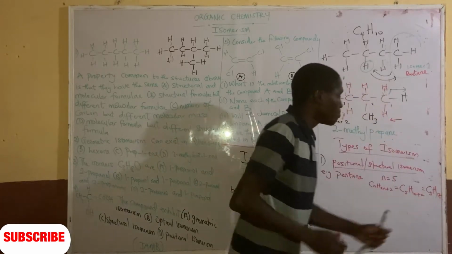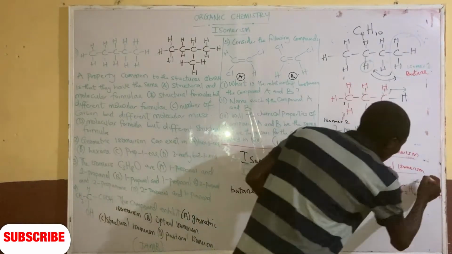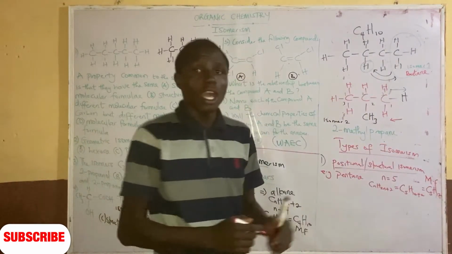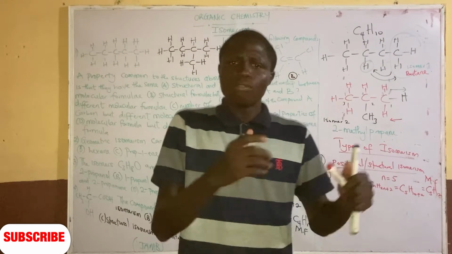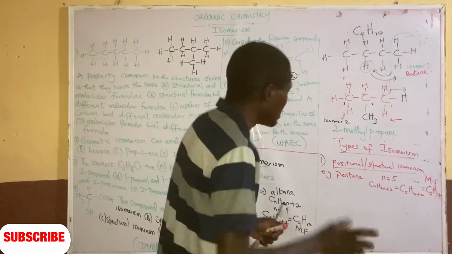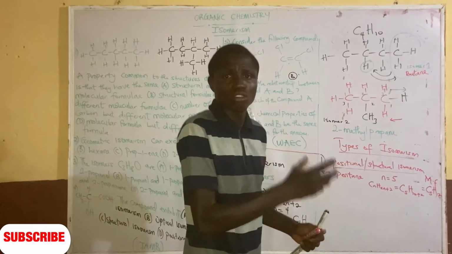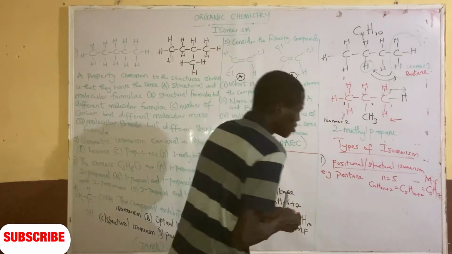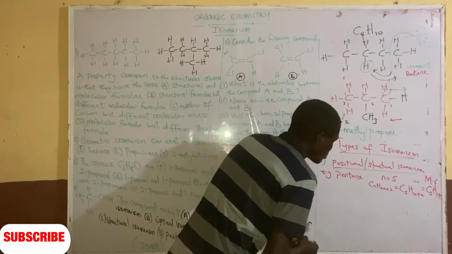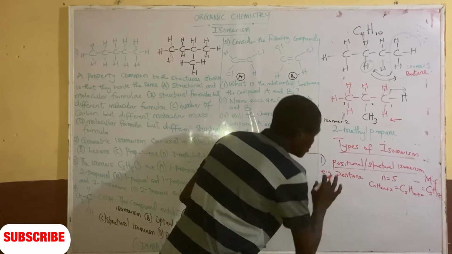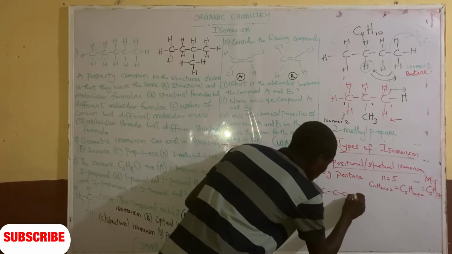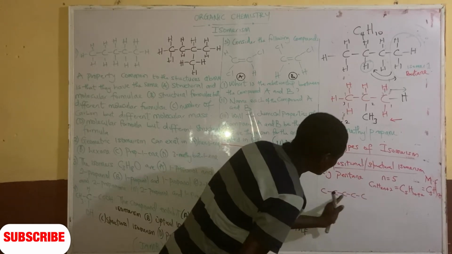So the molecular formula of pentane is C5H12. Now, how do you write the structure for pentane? How many isomers does pentane have? Now, let's first look at the first way whereby we can write the structure of pentane. We have C, C, C, C, C. Now 1, 2, 3, 4, 5.